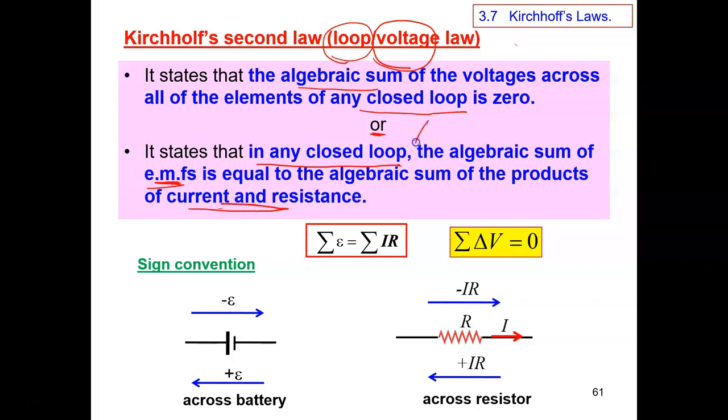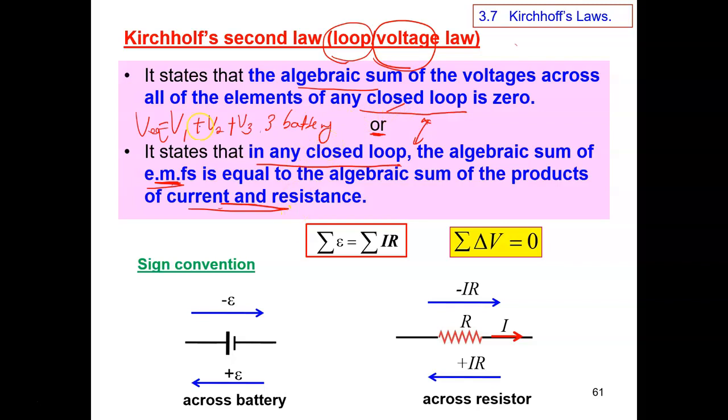Now, what is the difference between these two? For the first statement, let's say in one circuit I have three batteries. By using this law, the total of the V in this circuit will become V plus V1 plus V2 plus V3, which is equal to V equivalent. This is the meaning of the first statement.